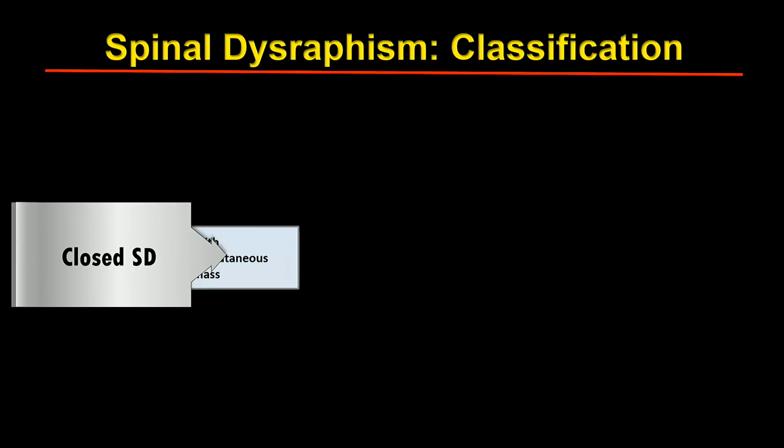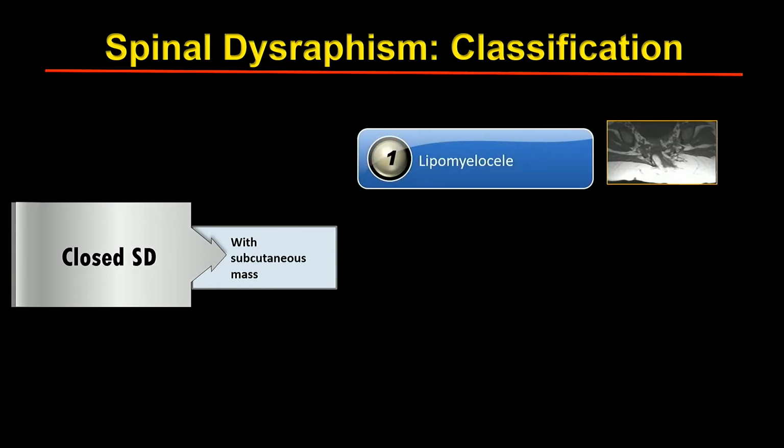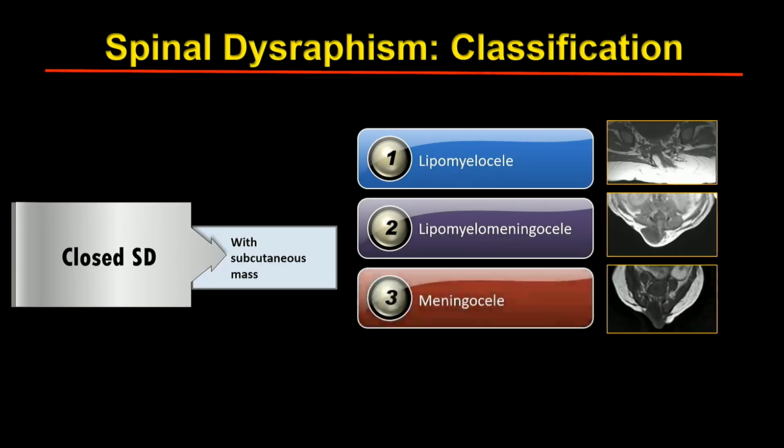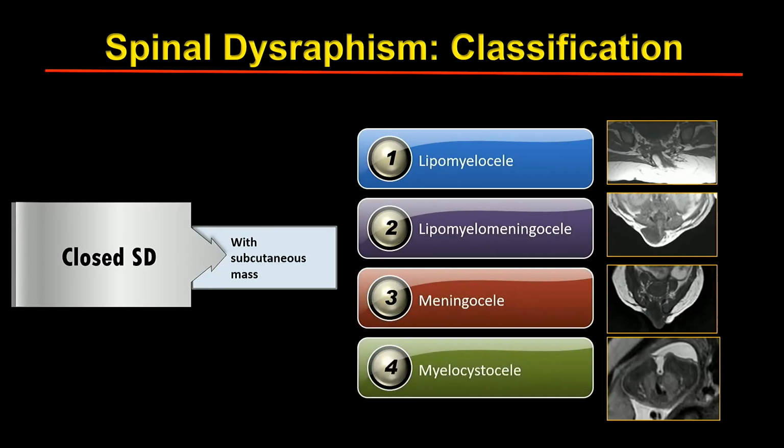Now, when we talk about closed spinal dysraphism, they're further subdivided into three distinct categories, or three distinct buckets. So one, of course, they all are skin covered and covered by subcutaneous tissue. One, if they have a big subcutaneous mass, they're subdivided based on what the content of the mass is. For example, it's lipomyelocele if it's fat and neural tissue, lipomyelomeningocele if it's fat, neural tissue, and meninges, or meningocele if there's only meninges. And then myelocystocele. And I'm going to talk about most of these entities in my subsequent slides.